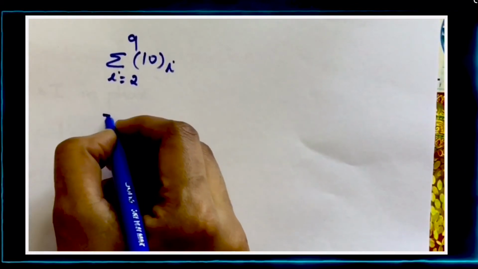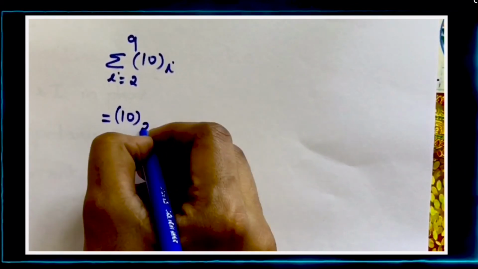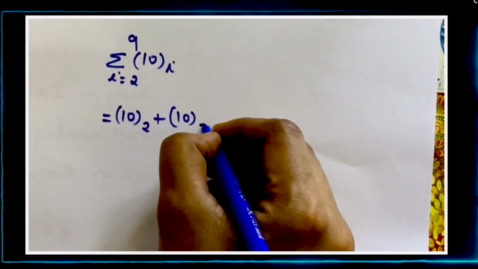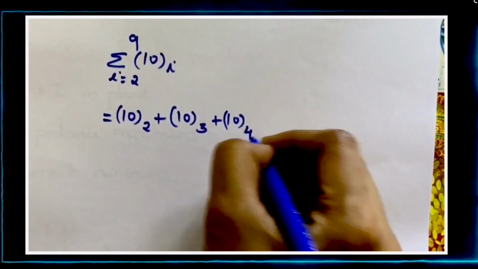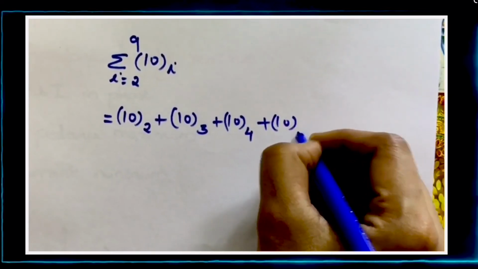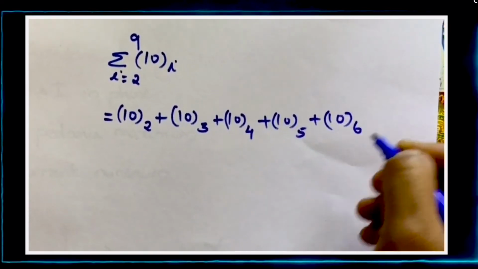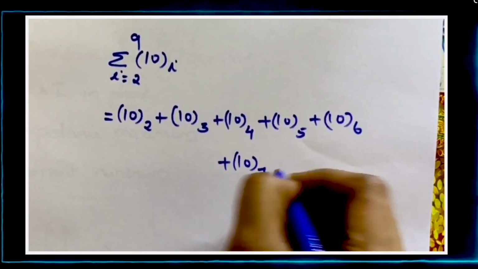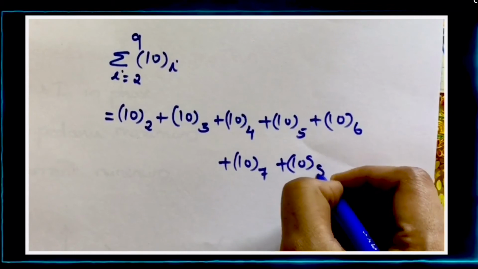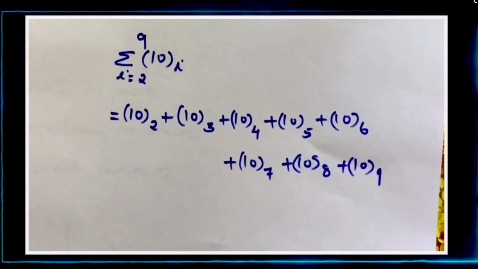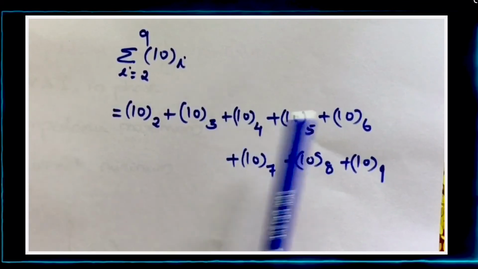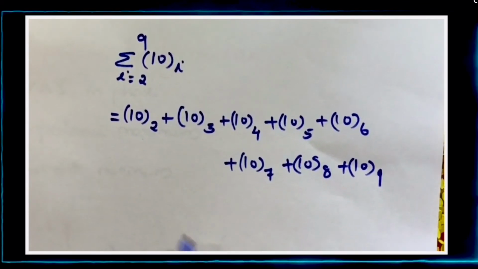Coming back to question, here we are asked to find out the value of sigma I equal to 2 to 9, 10 base I, where I represents the base of number system, which can be expanded as 10 base 2 plus 10 base 3 plus 10 base 4 plus 10 base 5 plus 10 base 6 plus 10 base 7 plus 10 base 8 plus 10 base 9. Now what we are going to do is find out decimal equivalent of each of these terms and take the sum.